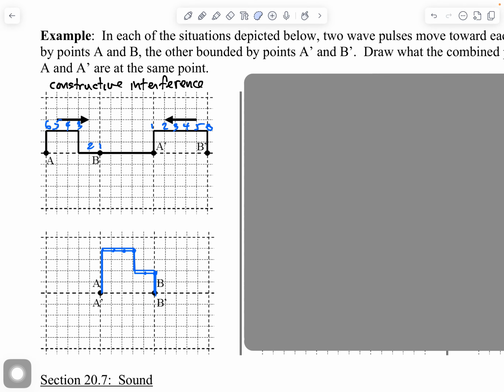That's how you get this: you're going to point by point either add or subtract. If they are constructively interfering, you add them. If they're destructively interfering, meaning they're on opposite sides, one point might be above the line, one point might be below the line, then you would subtract the points. All right, let's take a look at the next scenario.